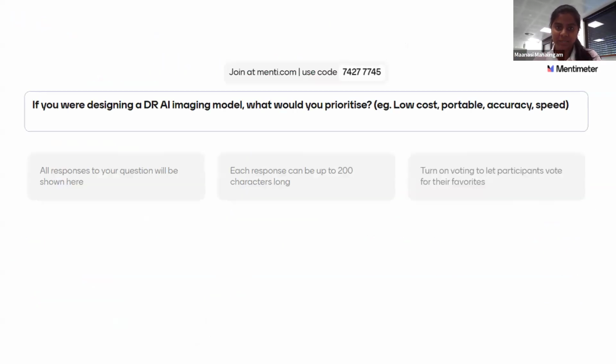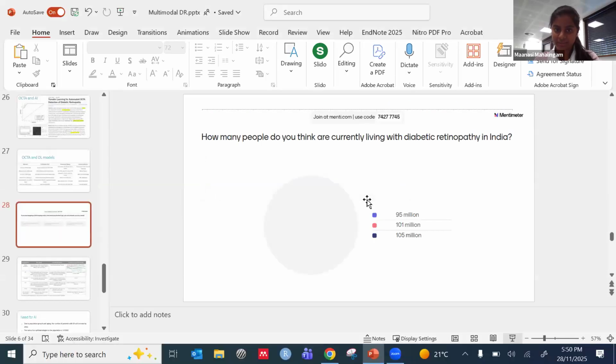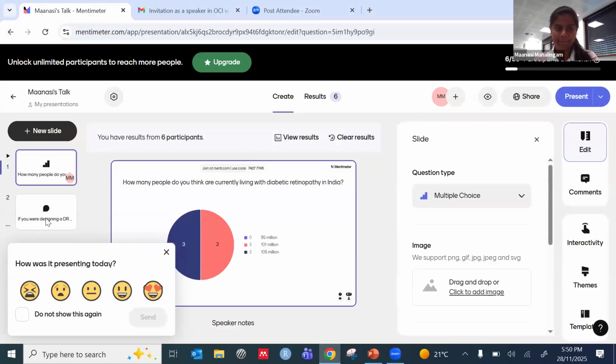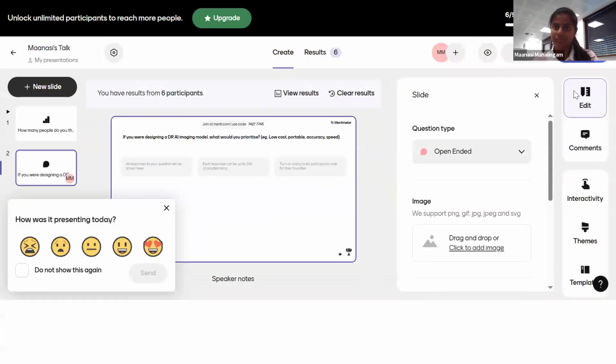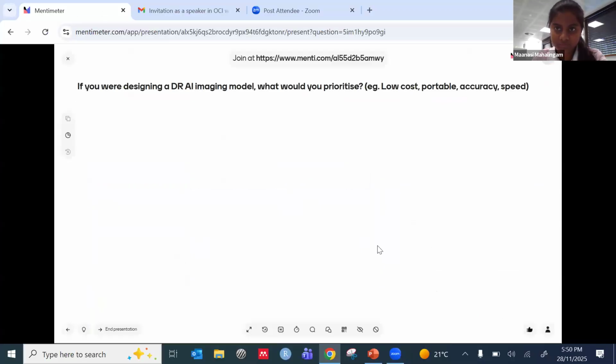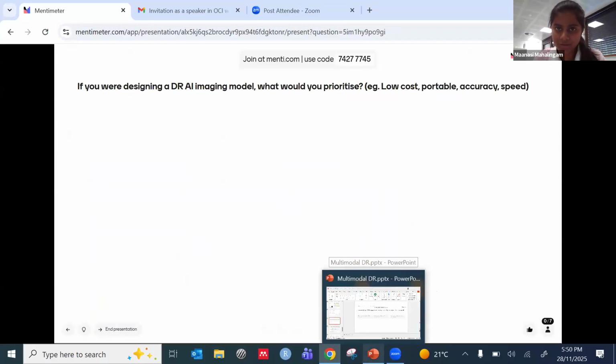Okay, now it's the task time again. You can take your Mentimeter. Manasi, sorry to interrupt. You can just write the code in the chat box.